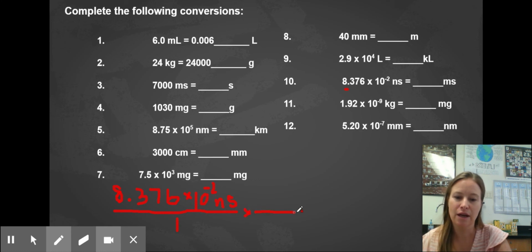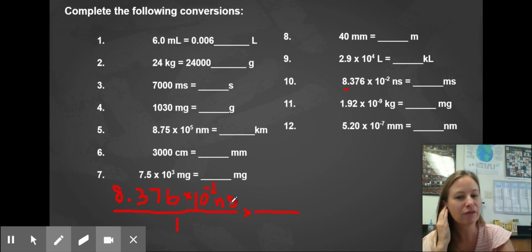Okay, and I know I want nanoseconds on the bottom. Instead of writing out all those zeros for nano, I'm going to use an exponent. So nanoseconds are tiny. There are a billion of them, 10 to the 9th nanoseconds in 1 second. Could I put 10 to the negative 9 seconds in 1 nanosecond? Yes, but again, I don't like that negative exponent there. You can, though. It's not wrong.